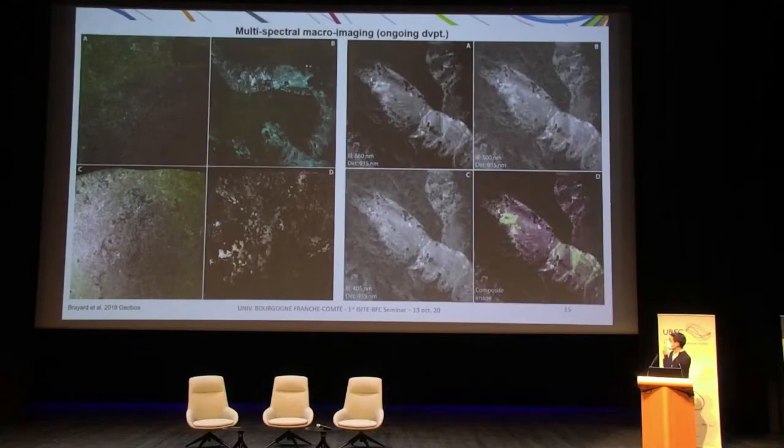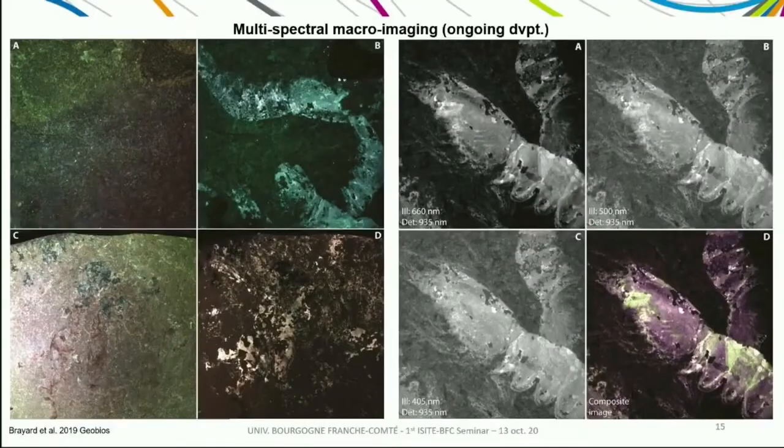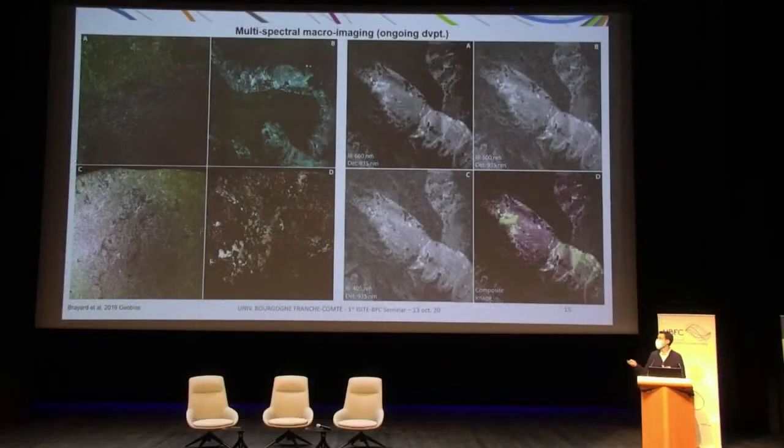The second methodological approach, which is still in development and we are trying to use, is multispectral macro imaging, which basically consists of collecting images from the UV to the near-infrared domain and combining these images to enhance contrast. This is rather powerful on some slabs, for instance here on the left, where with your eyes you see almost nothing, only a slight relief. And by using this technique, you can see clearly the shrimps which are on these slabs. It is the same here on this example. And the second use is to combine these images to enhance and obtain the relief of these shrimps.